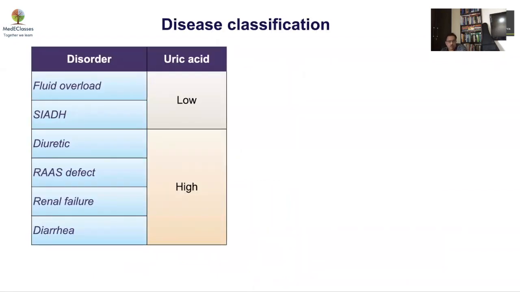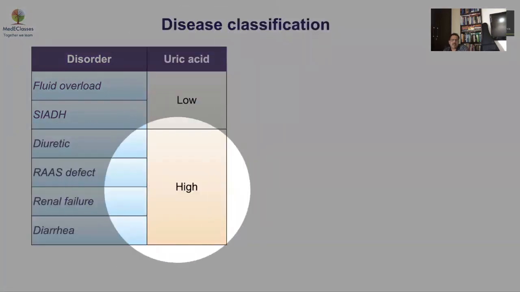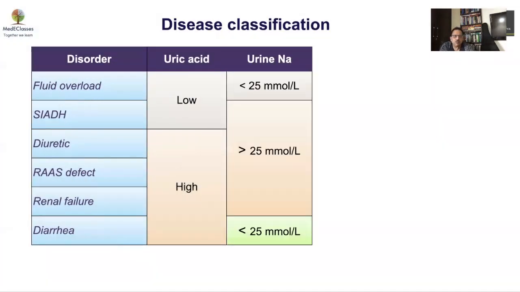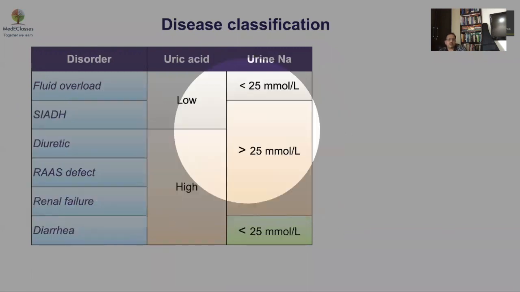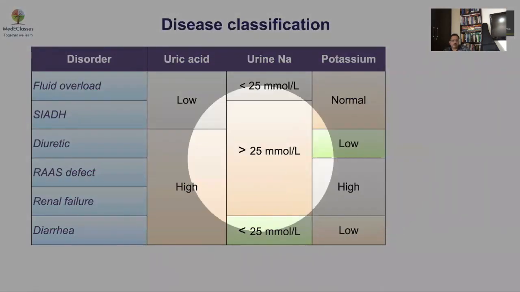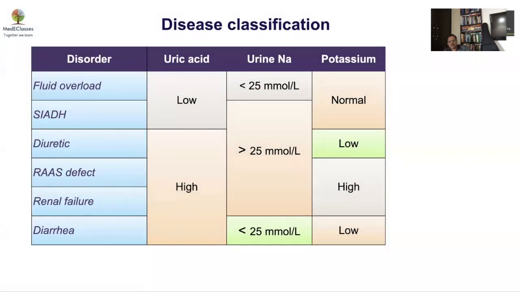So if you look at uric acid, levels that are high suggest a dehydration state, while if the uric acid levels are low, it suggests a fluid overload. Urinary sodium is very important. High urinary sodium with low serum sodium means that you are having a loss from the kidney, otherwise it's extrarenal. Potassium: if you have hypokalemia with hyponatremia, you're dealing with diuretic or diarrhea. Hyperkalemia with low sodium is a RAAS defect or renal failure.